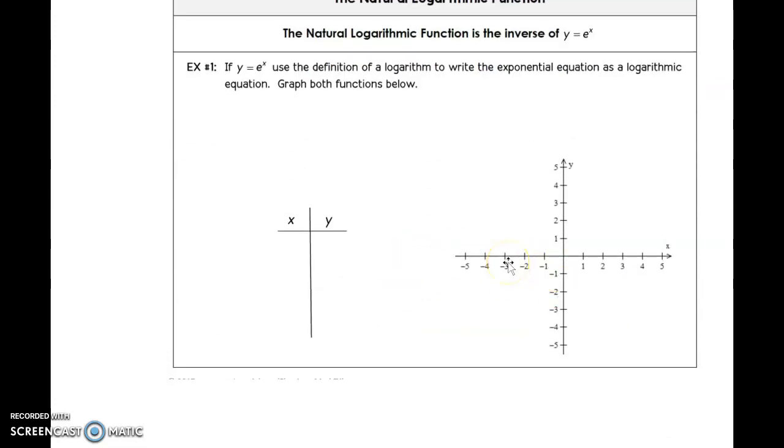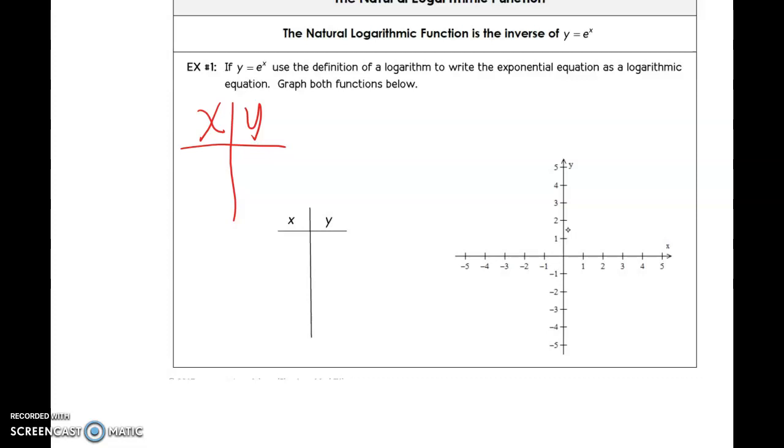We've talked so much about graphing, and I told you, just pick a couple of x's, put them on there, and then get your output. So e to the power of 1, e to the negative 1, 0, negative 2, 2, all of those are going to be very helpful. So let's say we pick our x's. I'm going to make a table up here, x, y, because they want you to use the definition of your log to write the exponential equation as a logarithmic equation.